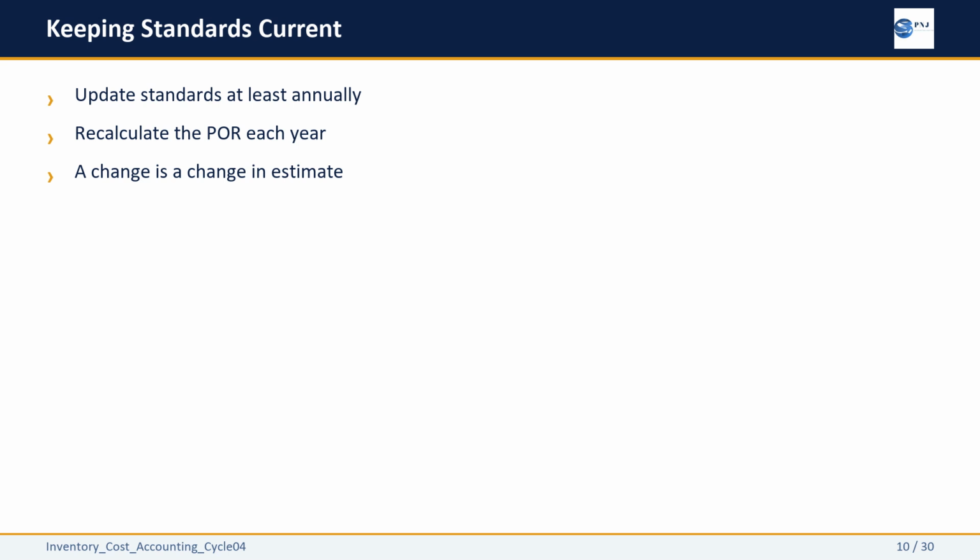Skip this and variances grow meaningless because they measure the gap from an outdated benchmark rather than real performance. The annual update revisits material prices, labor rates, and efficiency, recalculates the POR, refreshes the BOM, and rebuilds the cost cards. The finance director and CFO approve before loading. Remember, a change in standard cost is a change in accounting estimate, applied prospectively, with disclosure if the impact is material.